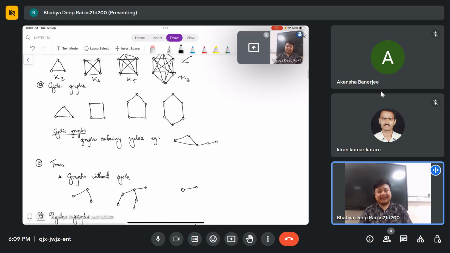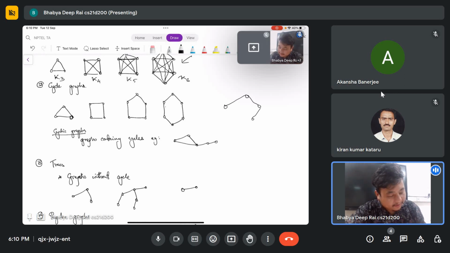So next we'll look at cycle graphs. Cycle graphs are just graphs that have what is called a cycle. What is a cycle? A cycle is a path which goes through vertices. A path can go through several vertices, but you are not supposed to repeat the vertices, and you finally end up coming to the vertex where you started. Such a path is called a cycle.